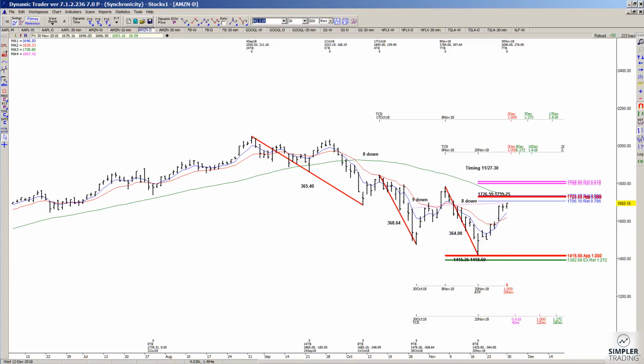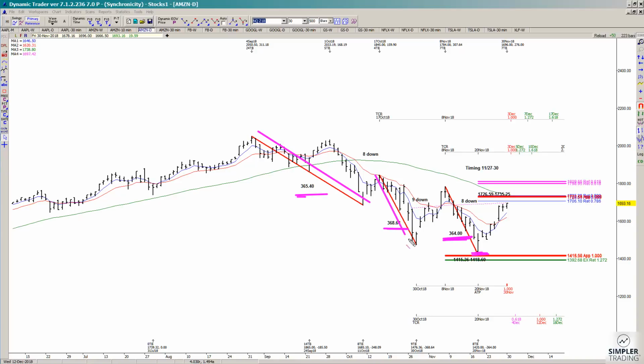So let's talk a little bit about Amazon and where this last low was put in, because this gives you a good background for why I'm watching resistance on the flip side. This last low that was made into November 20th was made pretty much on top of symmetry, where this decline into the November 20th low was very similar to some of these other declines. So this was 364 points, this was 368.64, and this was 365.40.